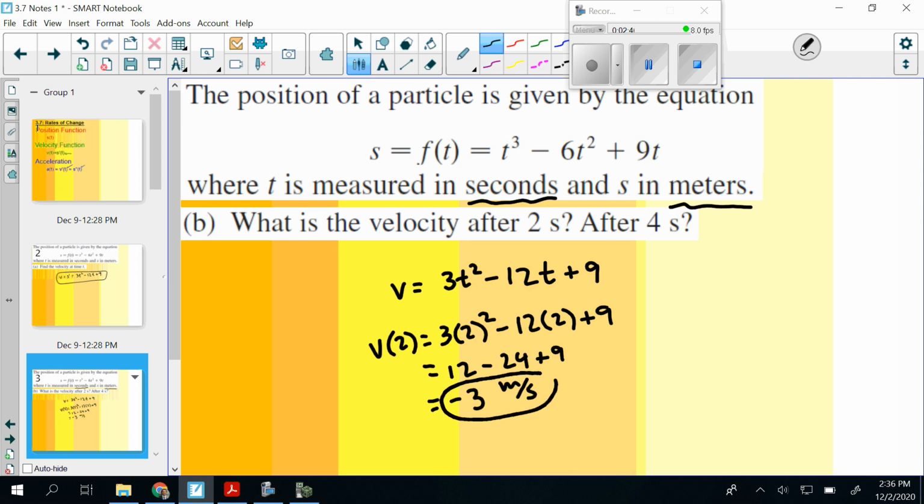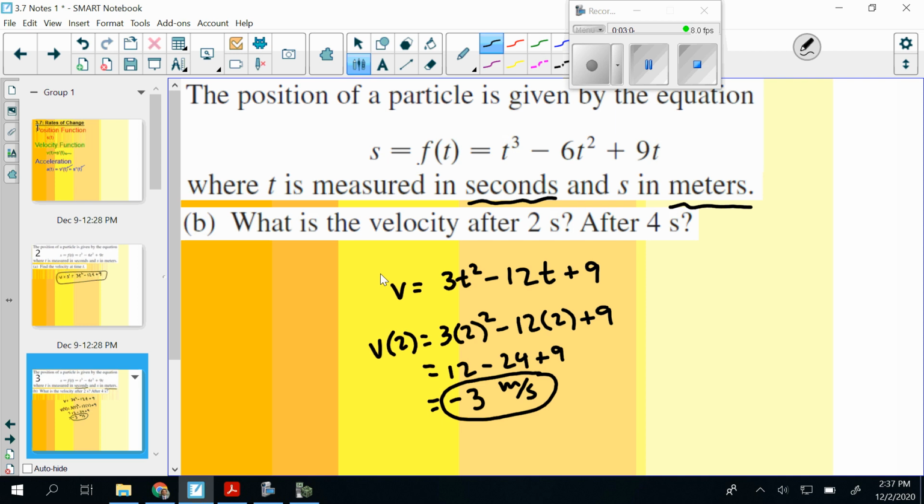What does the negative indicate on this? The negative indicates a direction. So if we're moving up and down, that would mean it's moving down. If we're moving left or right, that would mean it's moving left, depending on which direction we're moving there.